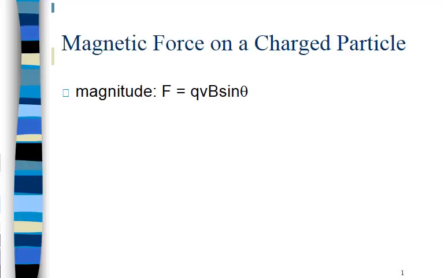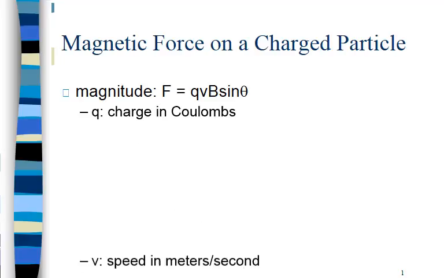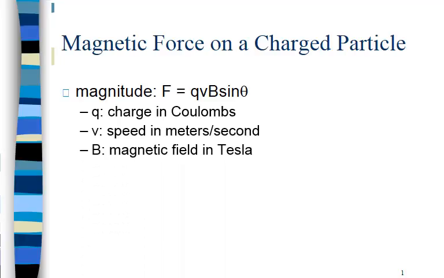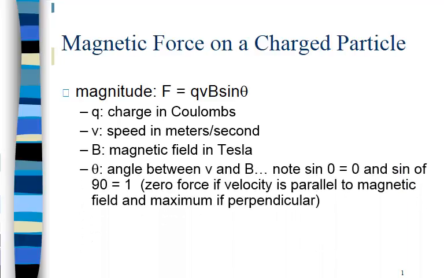The way that we calculate this is based on three factors. How much charge do you have? How fast is that charge moving? And what is the strength of that field? And then what component of that is perpendicular to that field? So the charge in coulombs, velocity, or the speed really, in meters per second, and then the strength of the field in Tesla. The angle represents the angle between the velocity or the speed and the magnetic field.